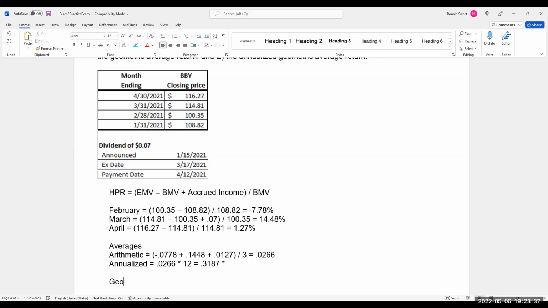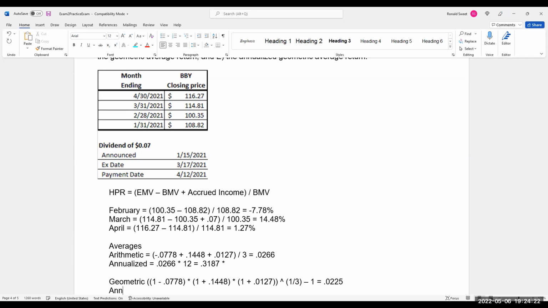And then the geometric, a little bit more difficult work here. So here you take, make sure you got your parentheses right, 1 plus the first period, which is actually a negative, so 1 minus 0.0778, times the next period, 1 plus 0.1448, times the last period, 1 plus 0.0127. You take all of that, you raise it to the 1 over n. In this case, there's 3 periods, minus 1. When I do that, you have to get something that's less than 0.0266, and sure enough, I get 0.0225.